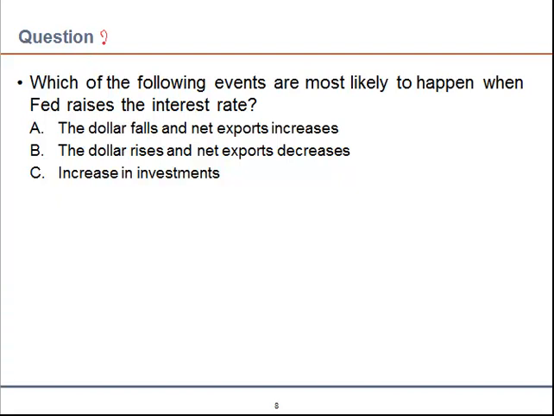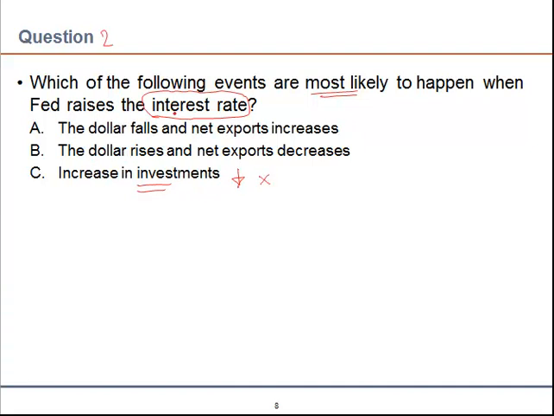Now let's discuss question number 2. Which of the following events are most likely to happen when the Federal raises the interest rate? Option A says the dollar falls and net exports decrease. B, the dollar rises and net exports decrease. And option C is increase in investments. As there is an increase in interest rate, the cost of capital to the businesses will increase, and hence investments will decrease. Okay, so this option is wrong.